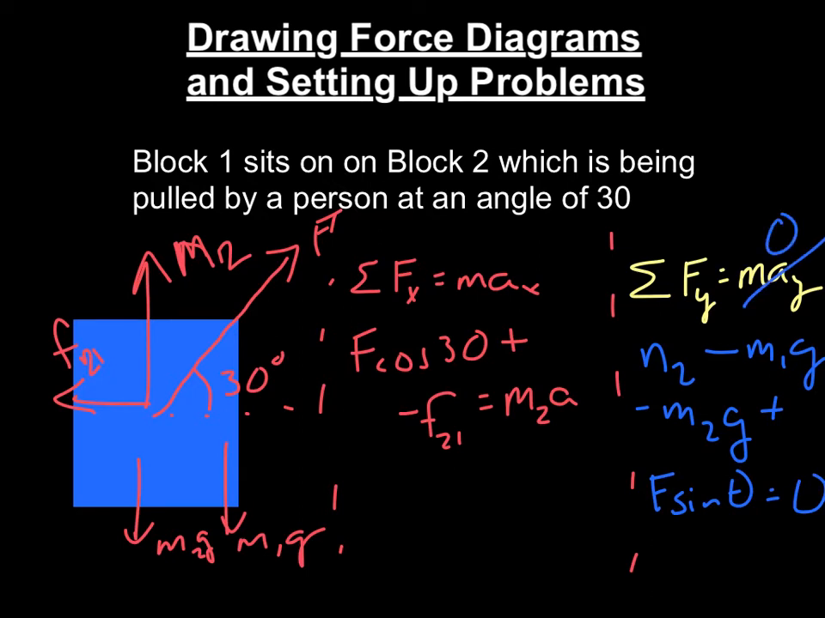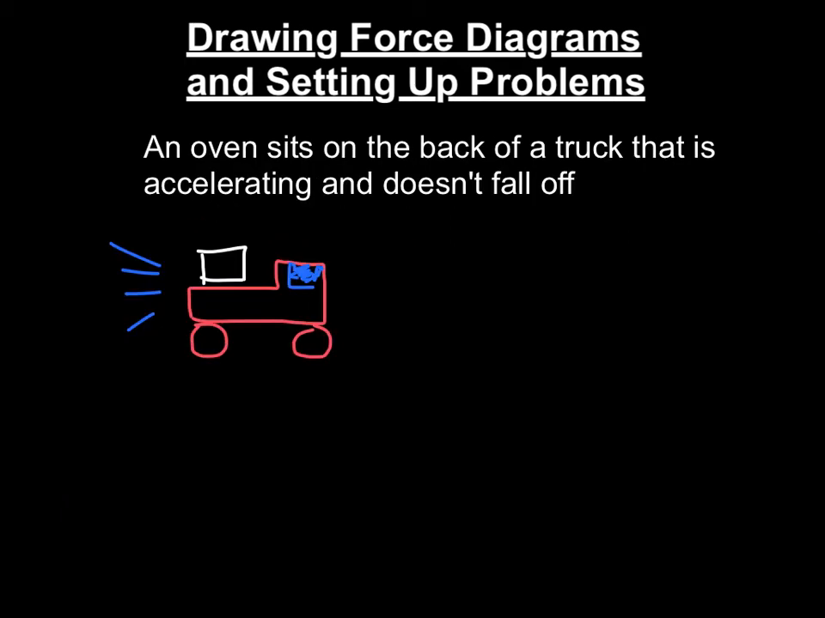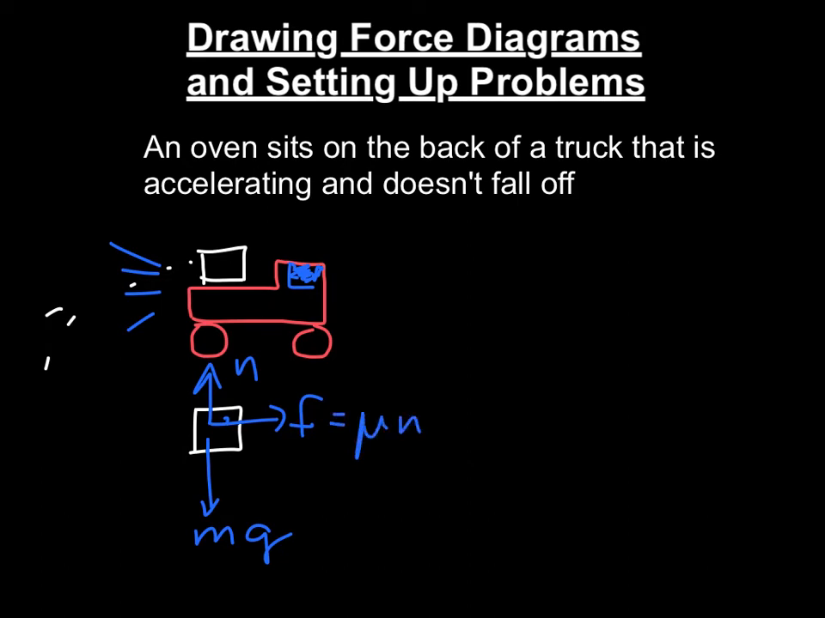Let's try a different one. Now we have this block on a truck. Let's draw the forces acting on this block. Here's our block. What forces do we have? We've got the normal force. We've got the mass of the block times g. And if we didn't have friction, this block would just fly off. So you have friction pulling this way, which is just equal to mu times N.